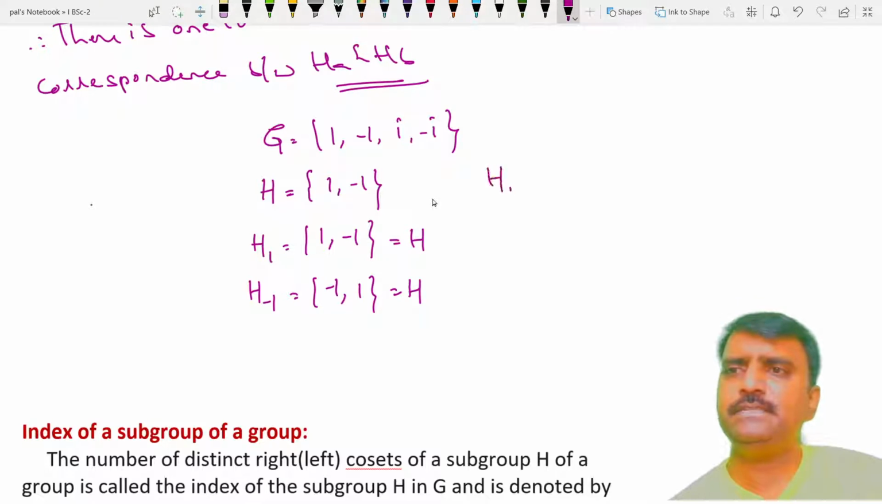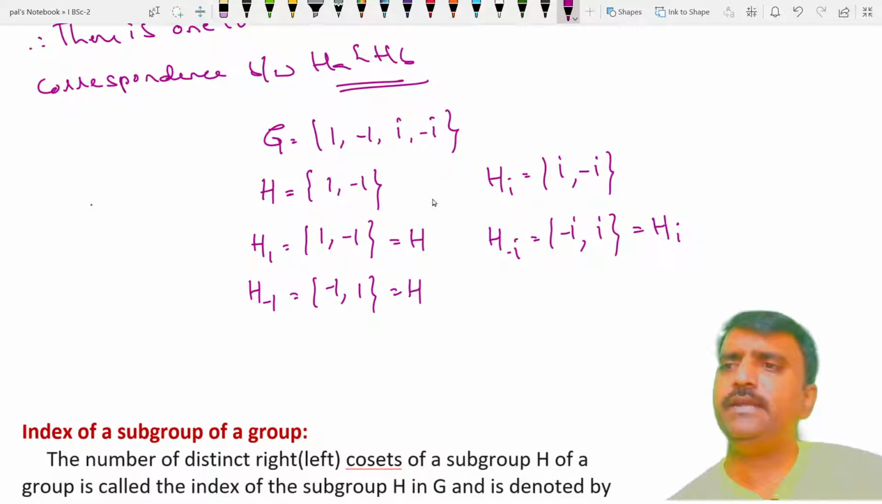Again you take Hi. Hi is equal to i into 1, which is i, and i into -1, which is -i. Take H(-i): -i into 1 is -i, -i into -1 is +i. Of course it is the same as Hi. So we constructed and checked all the cosets here. H1 is the same as H and H(-1) is the same as H. So Hi is this one and H(-i) is the same as Hi.